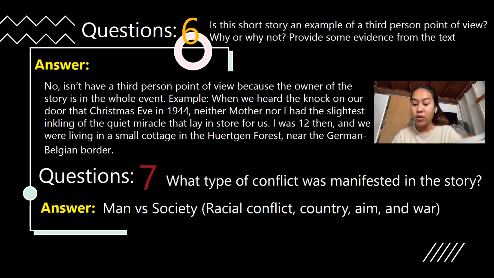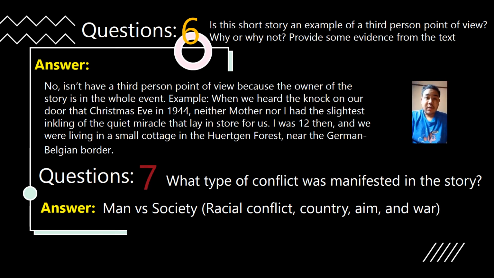I was 12 then and we were living in a small hotel in the Hürtgen Forest near the German-Belgian border." Question 7. What types of conflicts were manifested in the story, such as man versus society, racial conflicts, country aims, and wars?